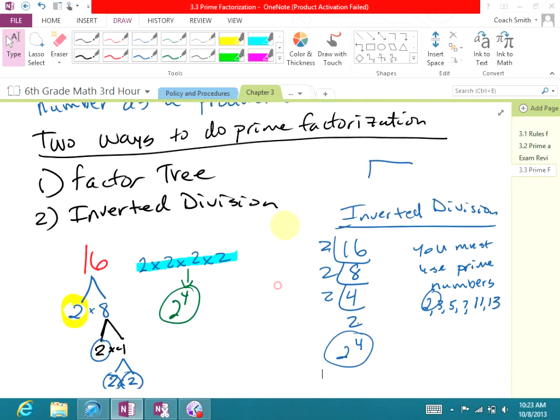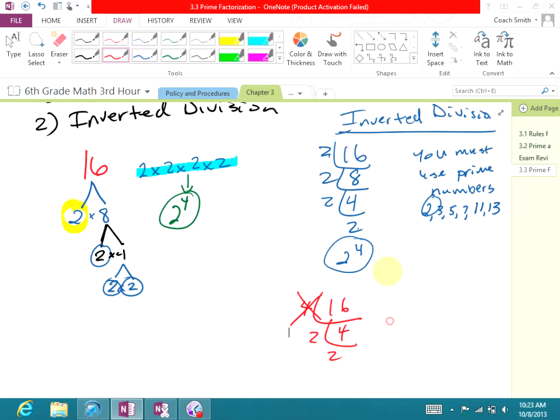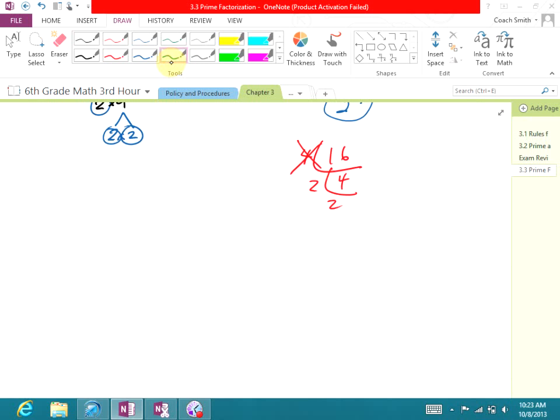Where people make mistakes with inverted division is they try to do it like factor tree. And they go, okay, well, 4. That's 4. Okay, 2, 2. You can't do that. You can't use a 4 out there because 4 is not prime. You can only use prime numbers. As I stated, I will do examples in both ways so you can see which way you would rather prefer to do it.